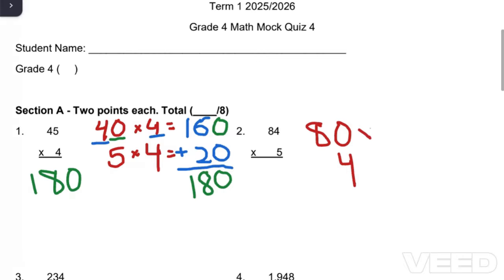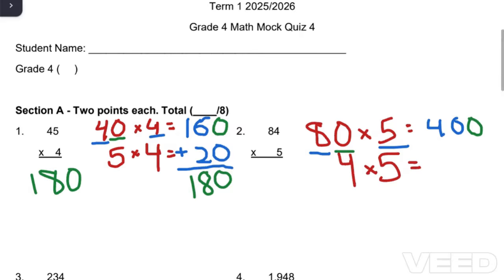So let's multiply 80 times 5. And let's multiply 4 times 5. Okay? And the same thing like with the last problem. We may not know what 80 times 5 is, but we sure do know what 8 times 5 is. 8 times 5 is 40. And since we have an extra 0 here at the end of our 80, we can add an extra 0 at the end of our partial product. Okay? And 4 times 5 we know is 20.